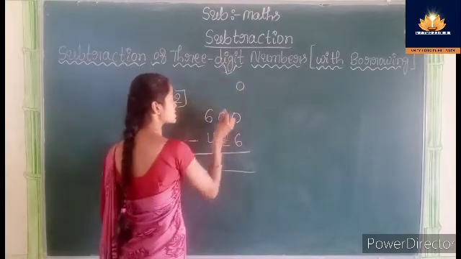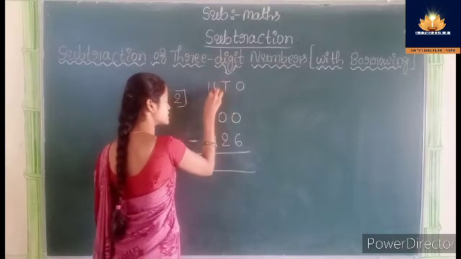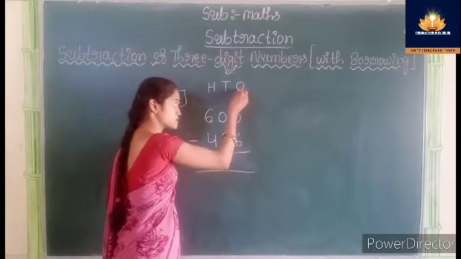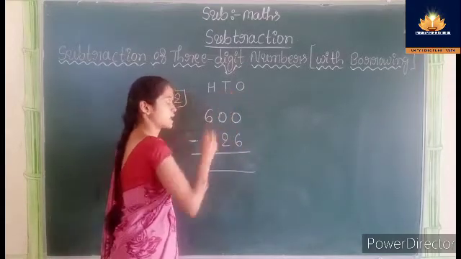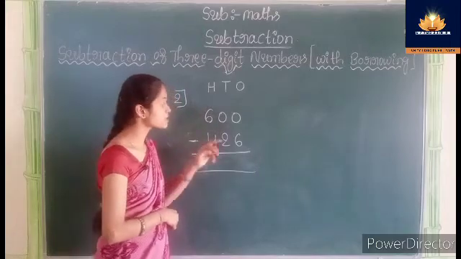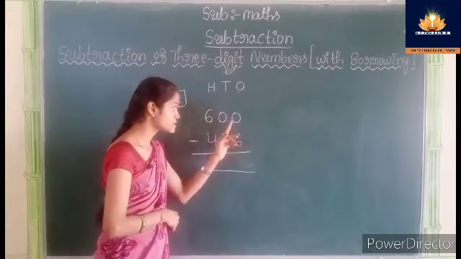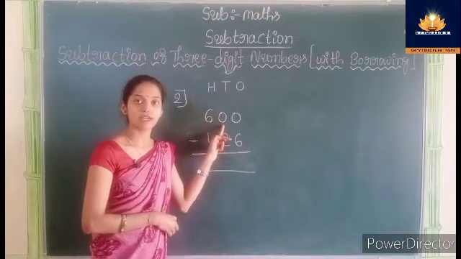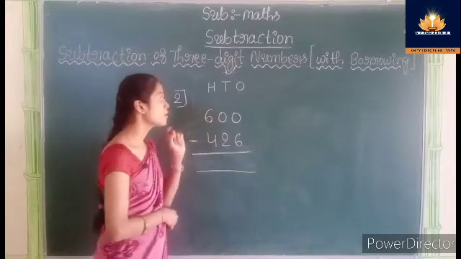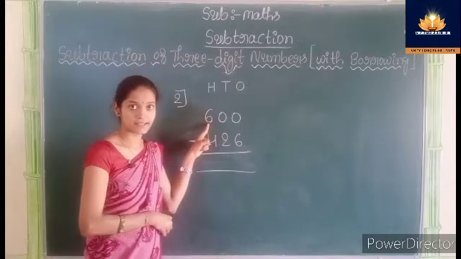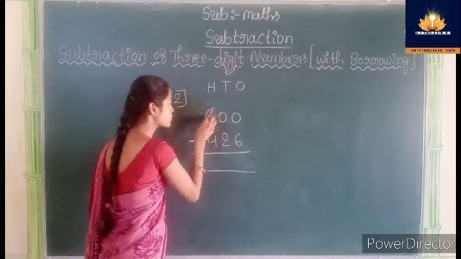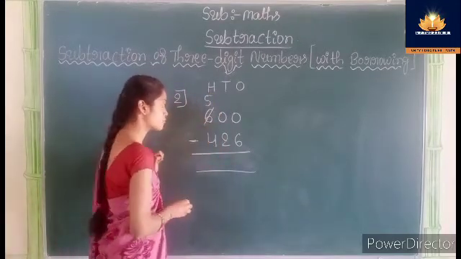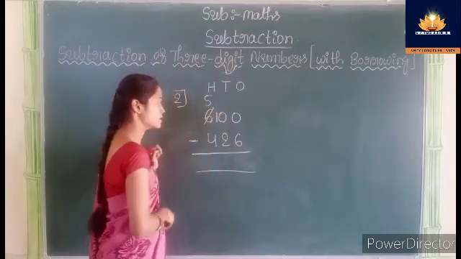This is ones place, tens place and this is hundreds place. The 600 contains 0 in ones place and 0 in tens place. We cannot subtract 6 ones from this 0 ones, 2 tens from this 0 tens, right? That's why we have to borrow 100 from these 600s. Then 600s becomes 500s, and in tens place now we have 10 tens.